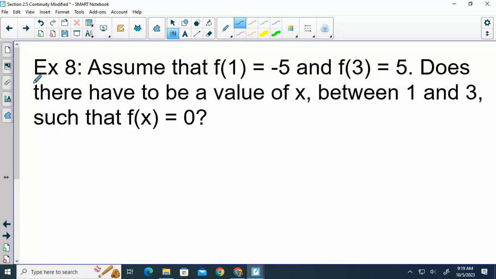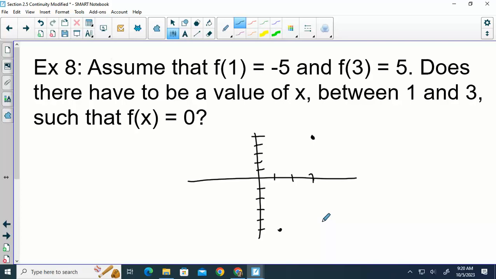Okay, assume f of 1 equals -5. So I have some function. When I put in 1, I'm getting out -5. And f of 3 equals +5. Does there have to be an x between 1 and 3 where the function equals 0? Why?